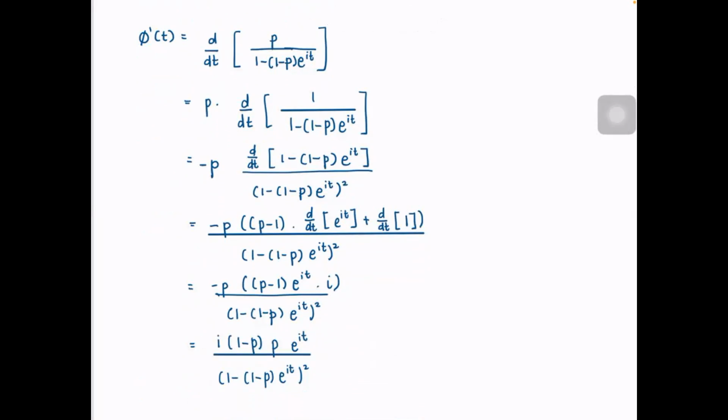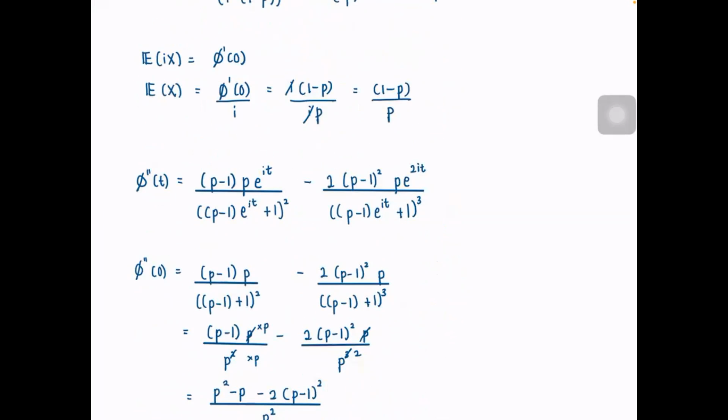And then the first derivative, we substitute t equal to 0, then we get i times (1 minus p) over p. So then the expectation of X equals phi prime of 0 over i, and then for the expectation of X, we get the mean is (1 minus p) over p. And then we differentiate again the first derivative of phi(t), and then we get this solution.